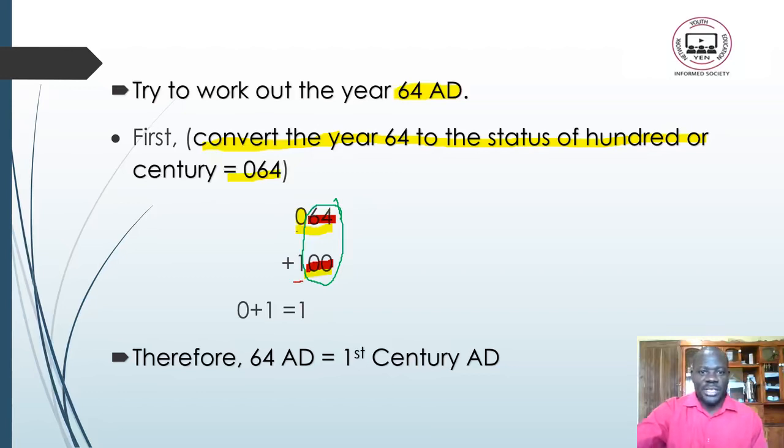So what do we get? 1, or 1 plus 0, it means we are also getting 1 there. So what does it mean? The year 64 was in the 1st century AD. So don't confuse these things. So simple, very simple mathematics there.